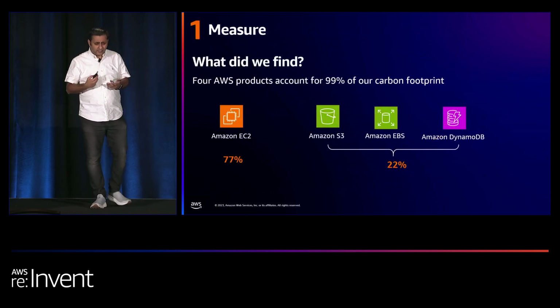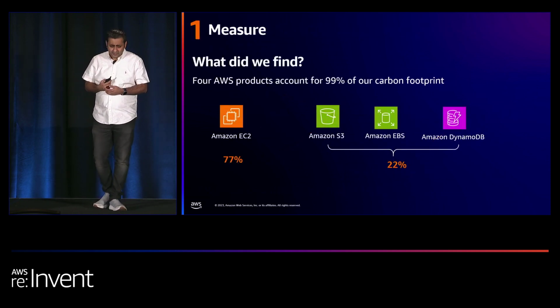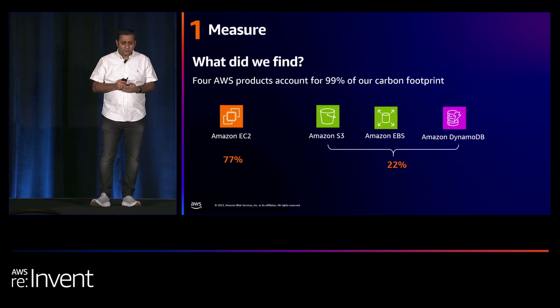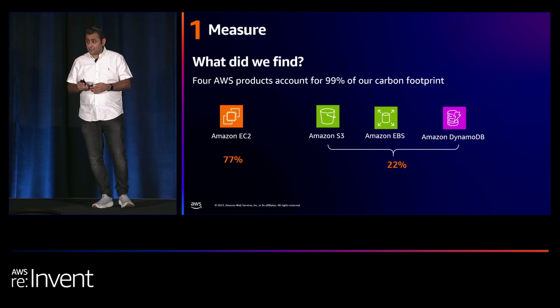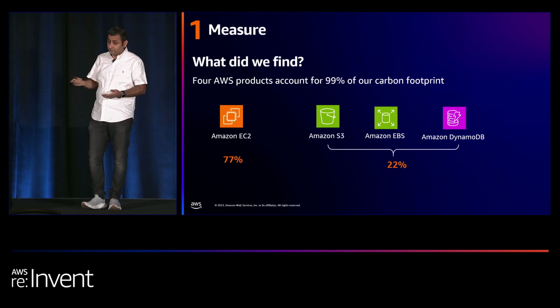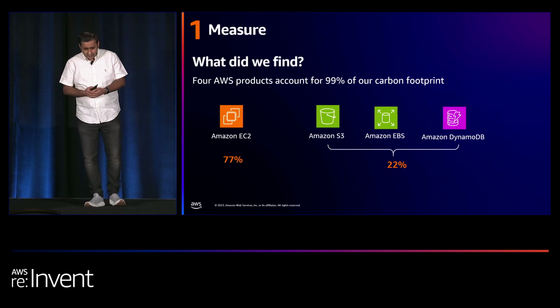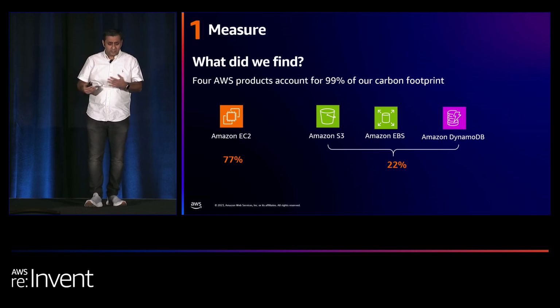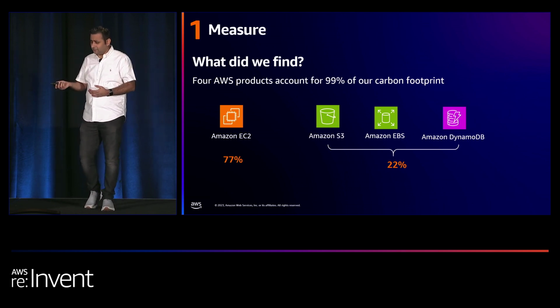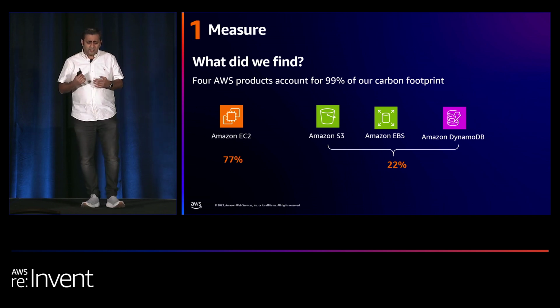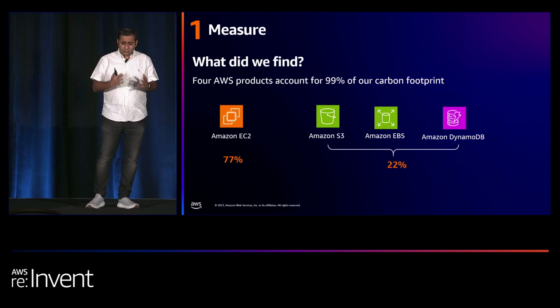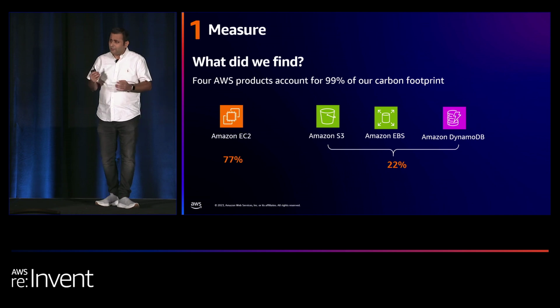What did we find out of that? We found that 4 products, very unsurprisingly, accounted for 99% of our carbon footprint. There's the compute side of things, which is Amazon EC2, and other variants of EC2. And then there's storage around S3, EBS, Dynamo, etc. So now that we were getting a better handle on our footprint and where we needed to focus, we moved to the next step.